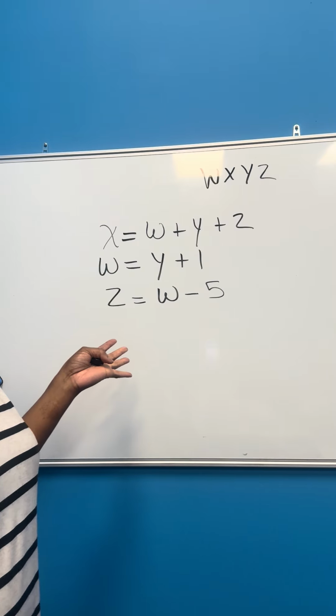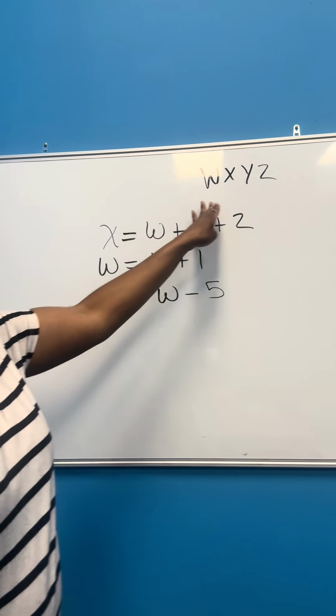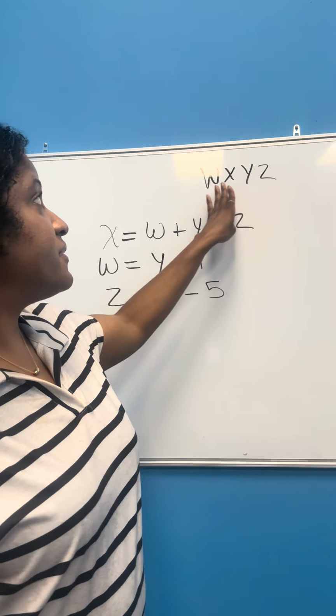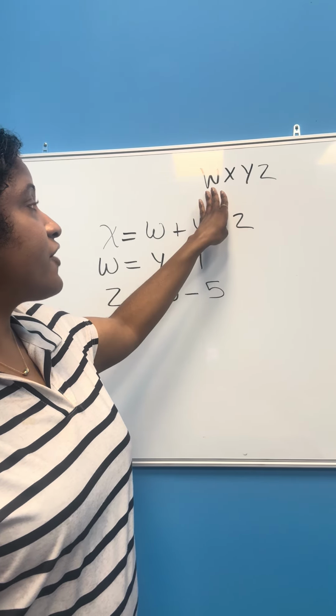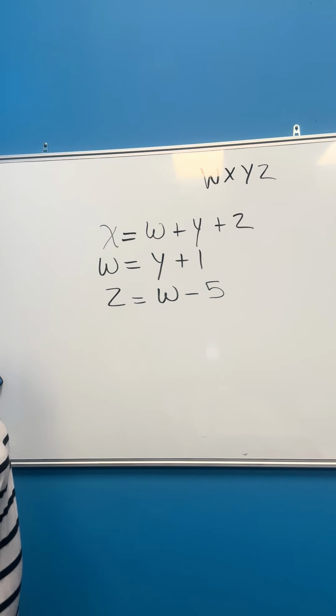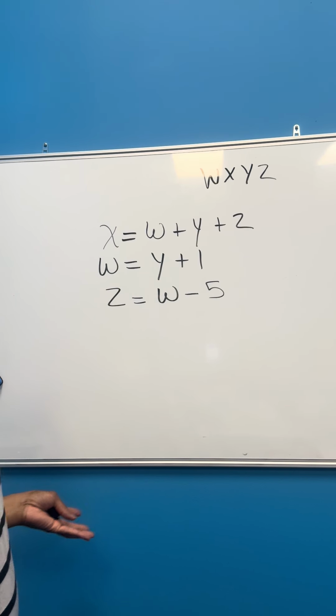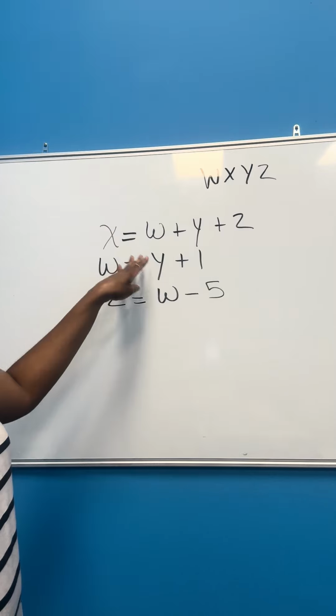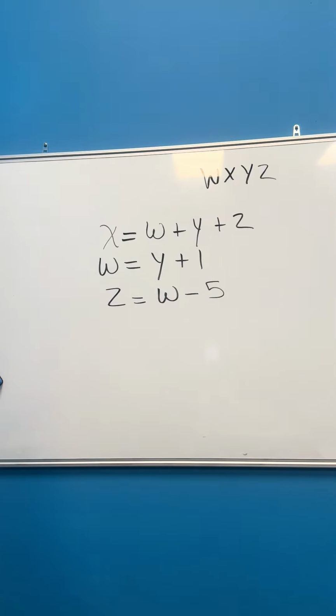So we are asked to determine what this 4-digit number is. Each variable represents a digit, and we are given this information. So what we can do is change this into an algebraic problem, and we can write everything in terms of y. It doesn't matter which one you actually do, but since we already have w equals y plus 1, we can start there, and let's just substitute everything in terms of y.